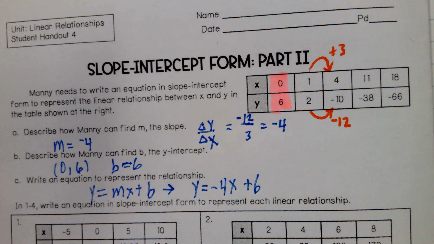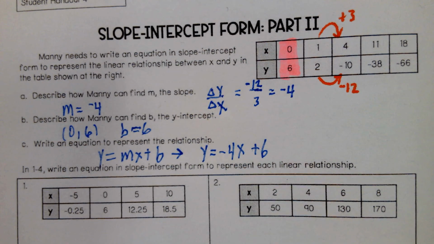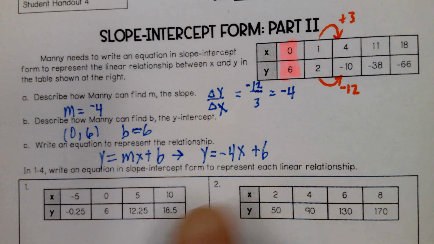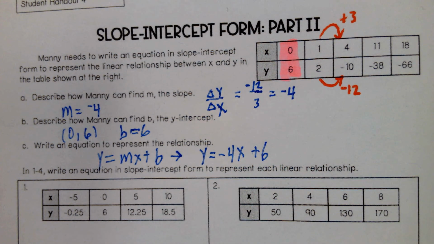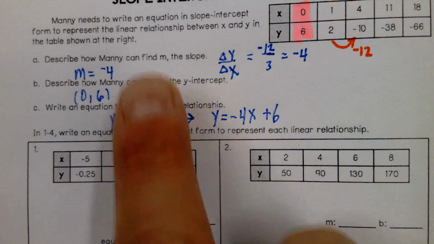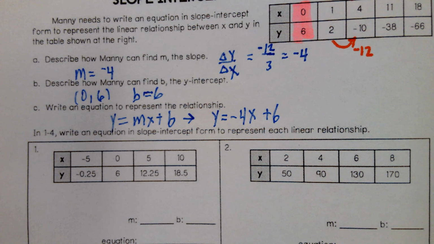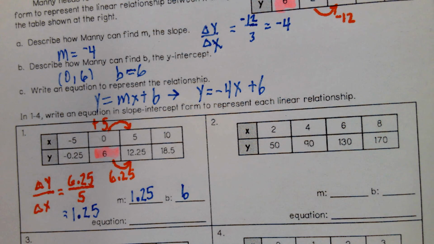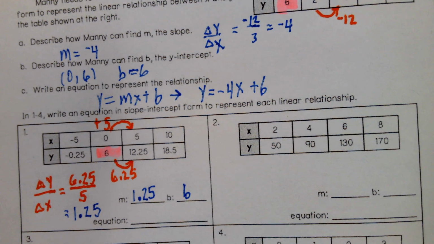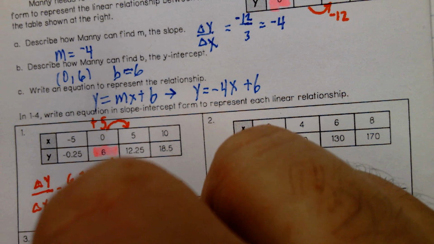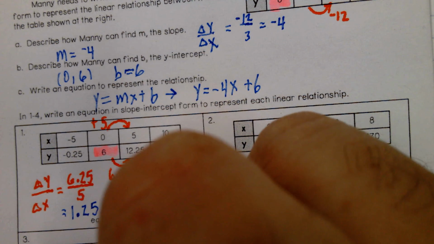So what I'd like you to do, and it's going to be a little bit of a challenge with number 2, I'd like you to try finding the equation in slope-intercept form from these two tables. Okay? So give it a try. Find the m and the b, just like we did, and then write the equation. All right, so at this point, the only thing left is to write the equation. y equals 1.25x plus 6.